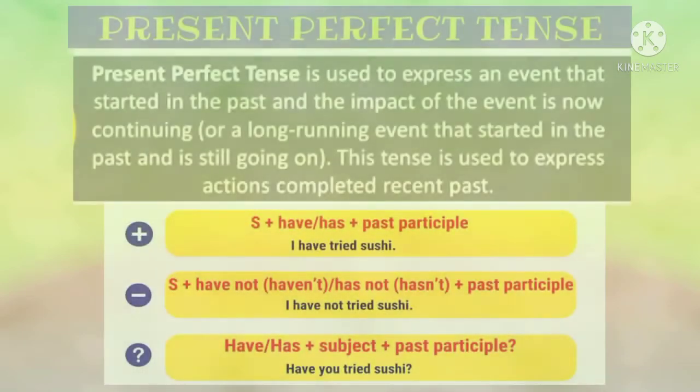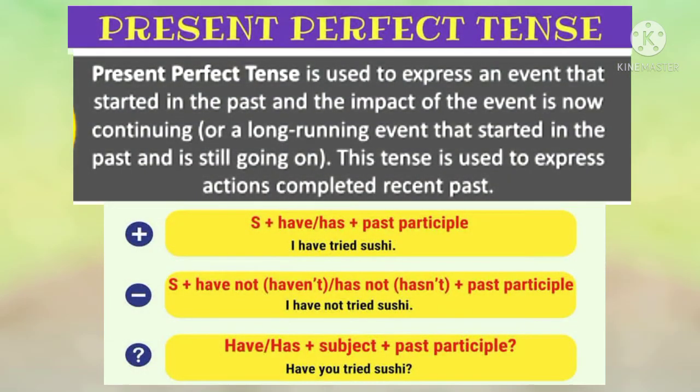Now children, let us see what is present perfect tense. Present perfect tense is used to express an event that started in the past and the impact of that event is now continuing. Now children, let us see the formula which we will use to make sentences in present perfect tense. So to make simple affirmative positive sentences, we will use subject plus has or have and past participle form of verb. Children, as you all know that has is used for singular subject and have is used for plural subject. For example, I have tried sushi.